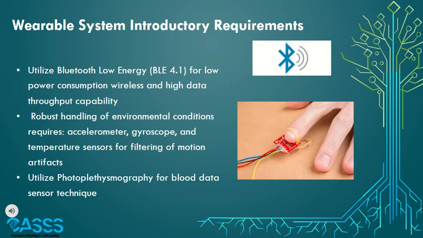To achieve those needs, we decided to use the Bluetooth Low Energy 4.1 protocol because of its lower power consumption for our wireless. And we knew we were going to implement an inertial measurement unit that integrated together an accelerometer, gyroscope, and some temperature readings. And we decided to use photoplethysmography for our actual blood data detection, which Jose is going to get into the explanation of what exactly is photoplethysmography.